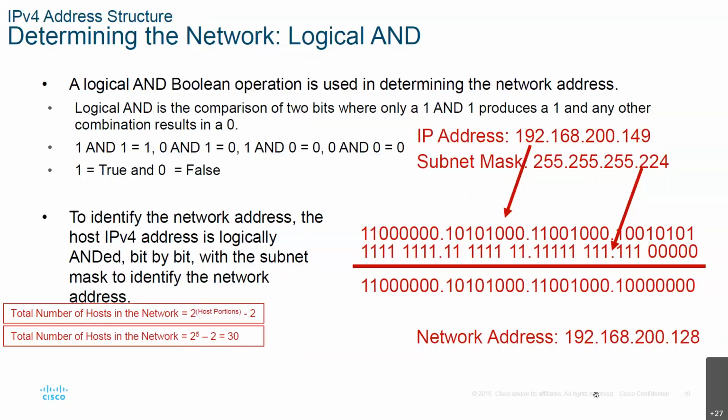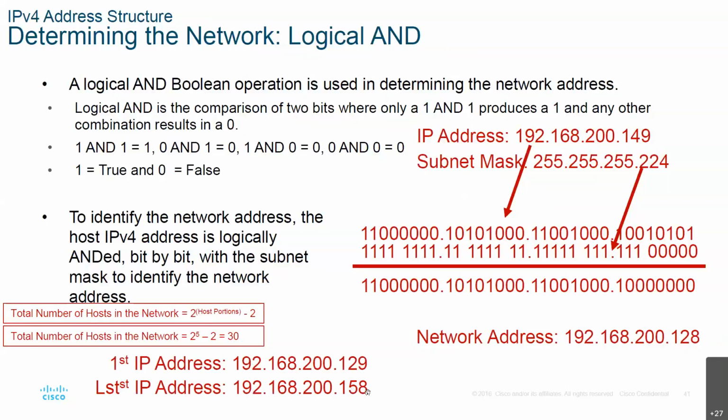So, if we have got 30 devices, what is the first IP address? The first IP address will be 192.168.200.129. What is the last IP address? 30 plus 128. That would be 158. What is the broadcast address? The last IP address plus 1. So the broadcast address is 192.168.200.159. Get the idea, my dear students? This is how you calculate.